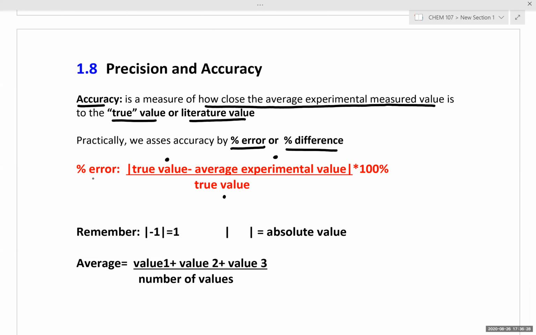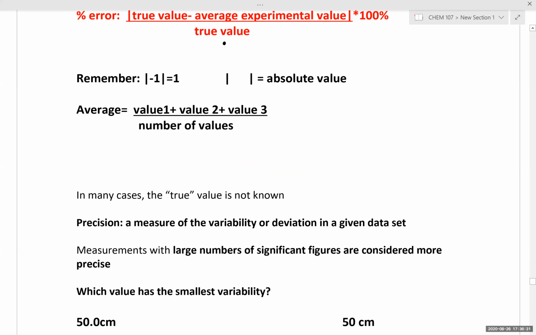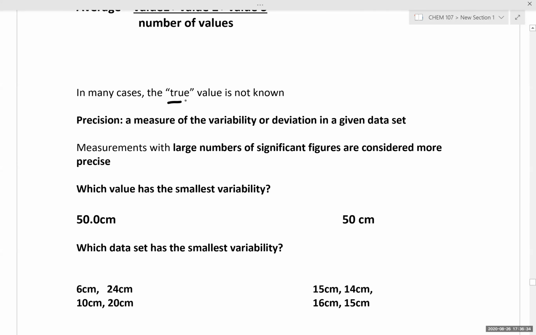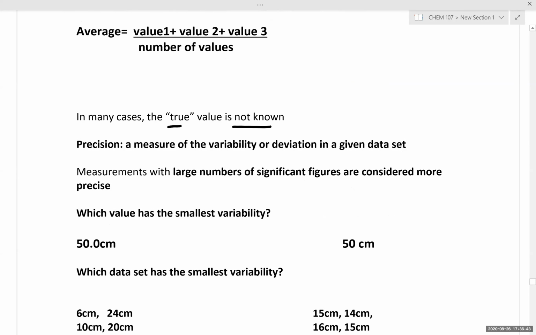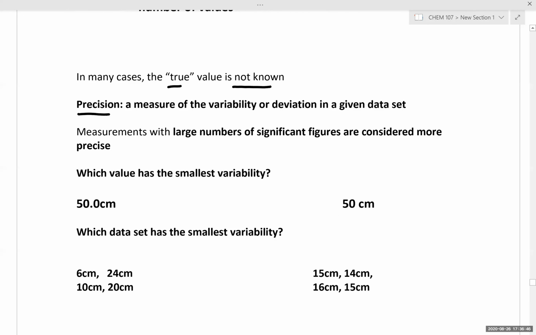Now, in most cases, the true value is not really known. So sometimes what we do is, instead of assessing our data via accuracy, we assess our data via precision, where precision serves as a measure of the variability or deviation in a data set. So measurements with large numbers of significant figures are considered more precise. So for example, if we look at 50.0 and 50, which of these values would be more precise? Which of these measurements is more precise?